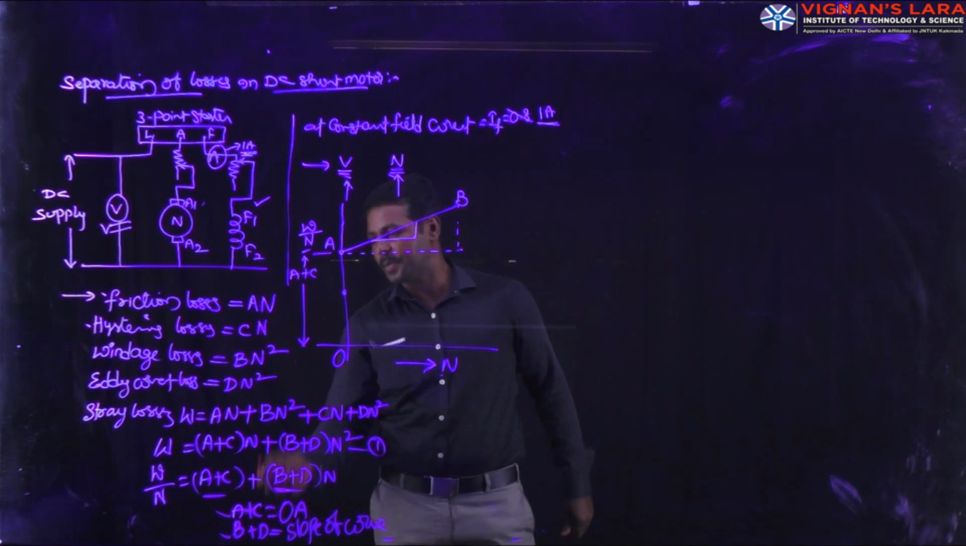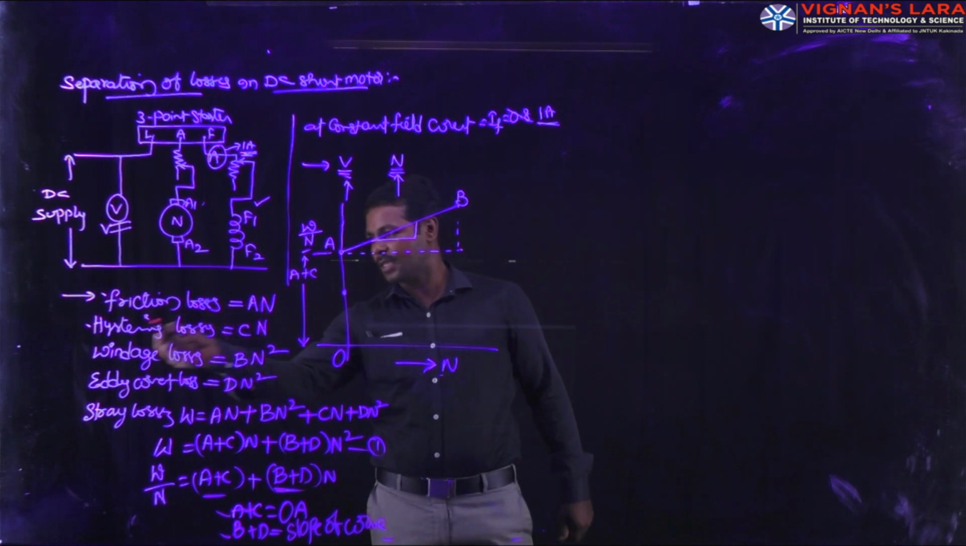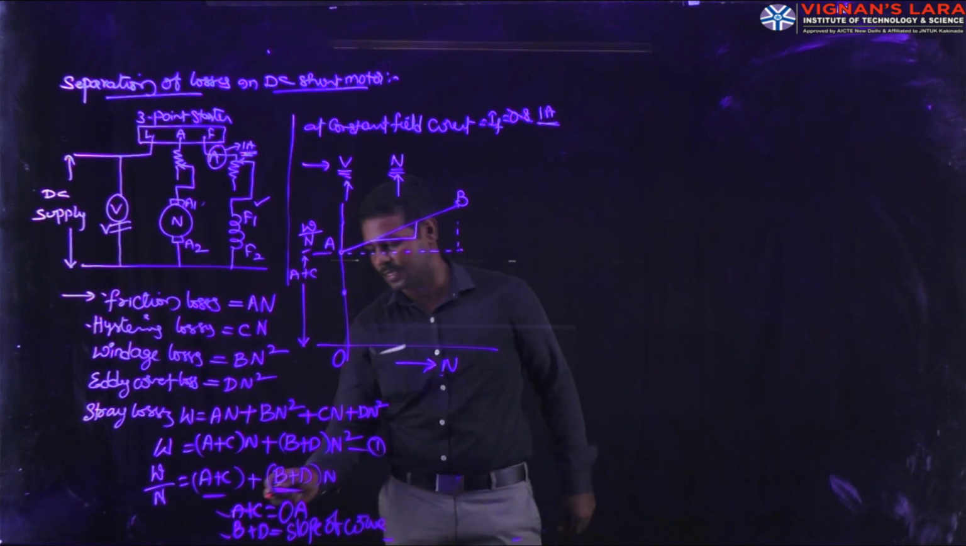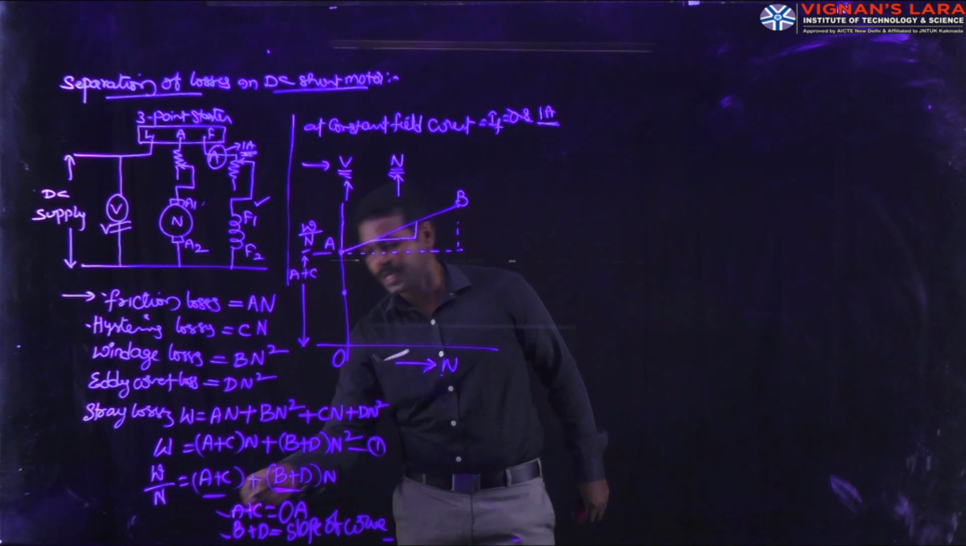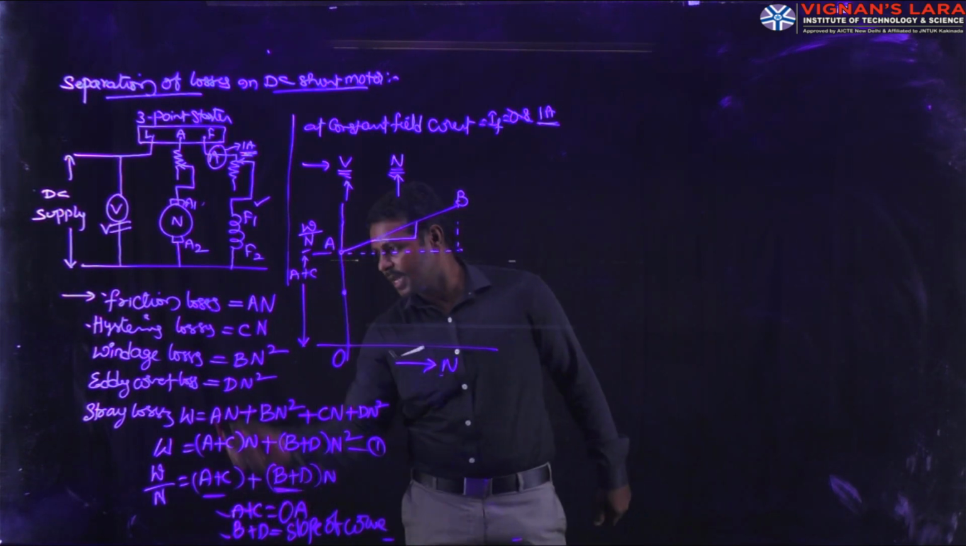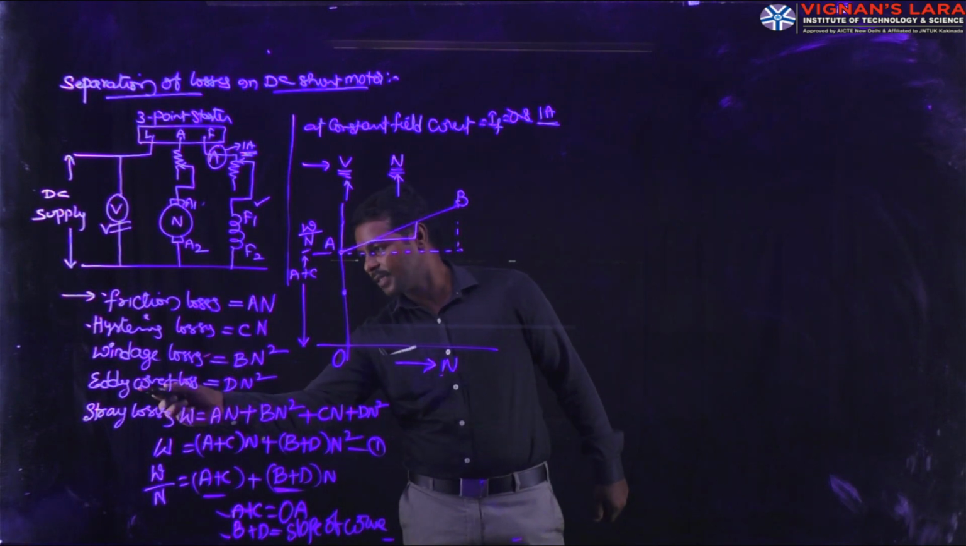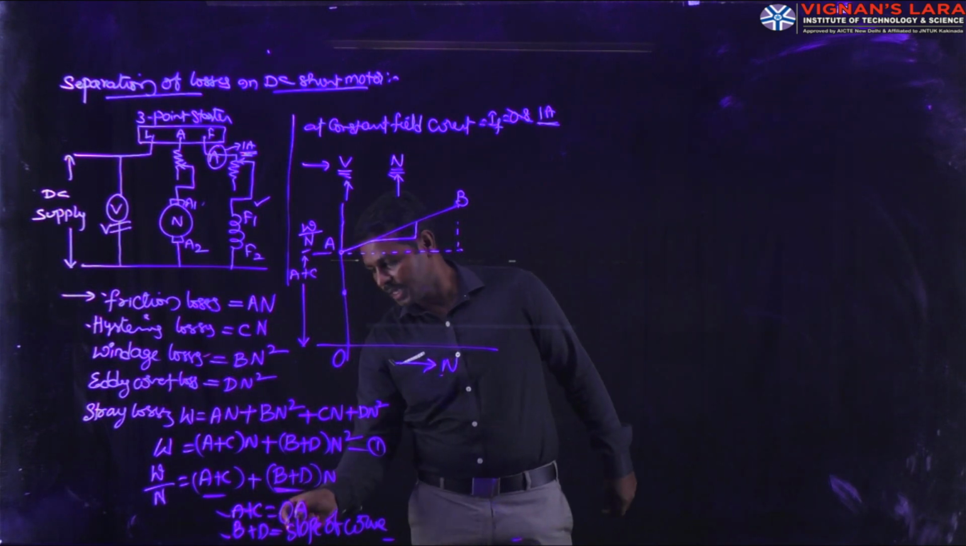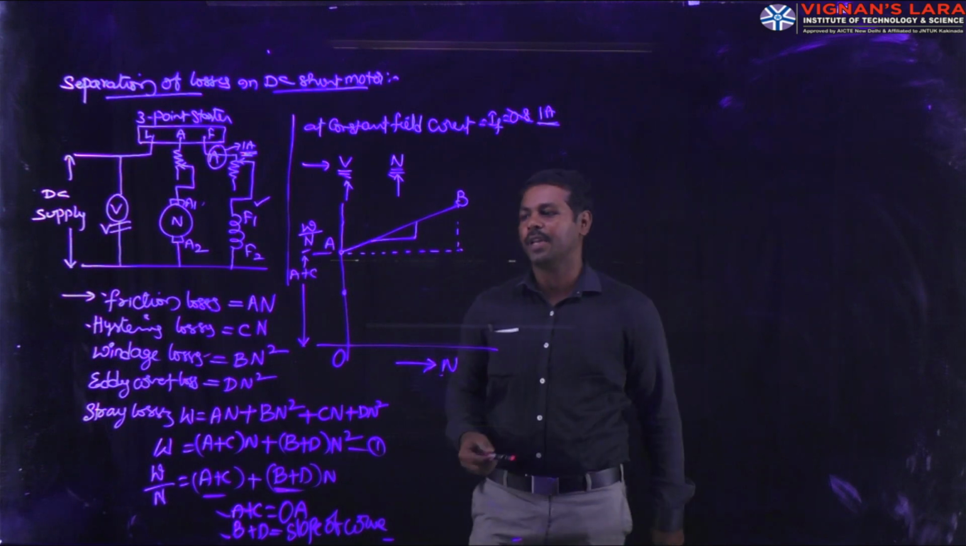So A plus C means A is equal to friction losses, C is equal to hysteresis losses. The summation of these two losses is obtained from the given characteristics, which is equal to OA. So B plus D is the windage losses. Another one, eddy current losses, is to be calculated from the given characteristics.